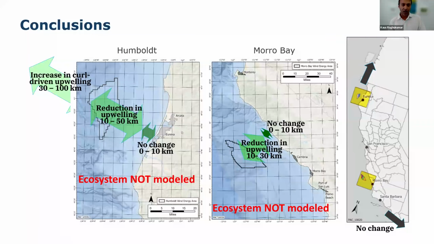Future work includes, all of this work was only the physical oceanographic model, so just the physics. The next step is we're currently working on integrating an ecosystem model to see what the potential effects of the physical upwelling changes are on the ecosystem.